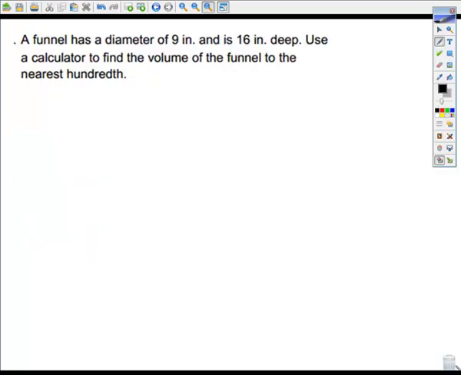Alright, and finally we have a funnel. A funnel has a diameter of 9 inches and is 6 inches deep. Use a calculator to find the volume of the funnel to the nearest hundredth. It says use a calculator. So they want us to actually use the pi button on the calculator. So the funnel is shaped like a cone. So again, pi r squared times the height divided by 3.